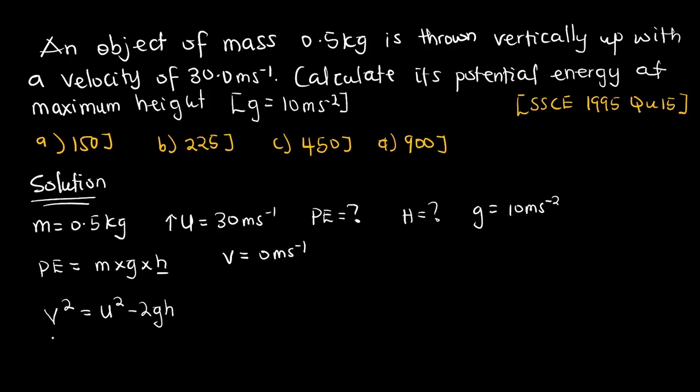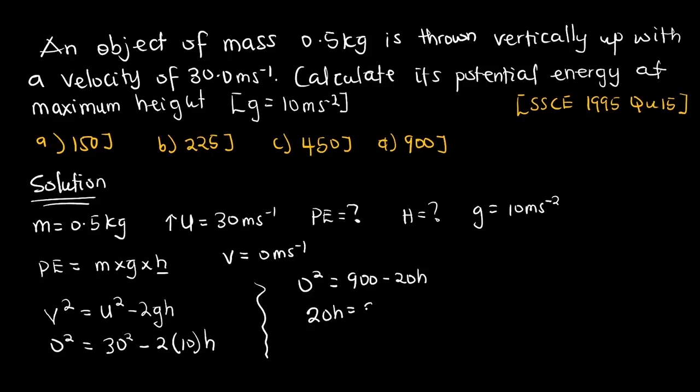If we do the substitution, we have 0 squared is equal to 30 squared, our initial velocity, minus 2 times 10, the gravity, times our height. Let me expand that first. I have 0 is equal to 900 minus 20h. From here, I'll send the 20h to the other side of the equal sign, because here is still 0. If I do that, I'll have 20h is equal to 900.